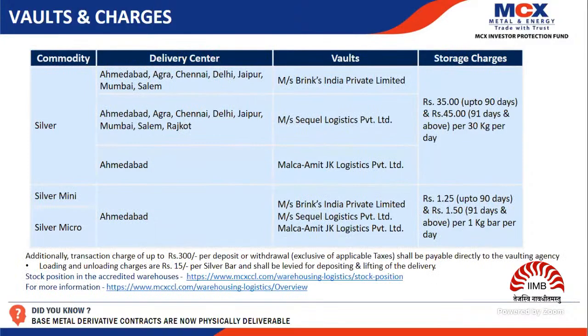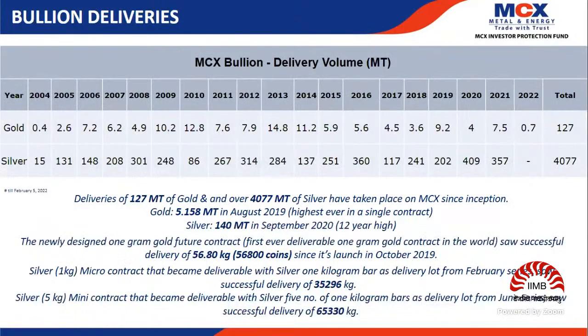And these are the silver delivery centers. And a question will come, right? How much delivery has happened already over a period of time? Since inception, almost 127 metric tons of gold we have given, through the exchange. And if you come to silver, it's about 4,000 metric tons.